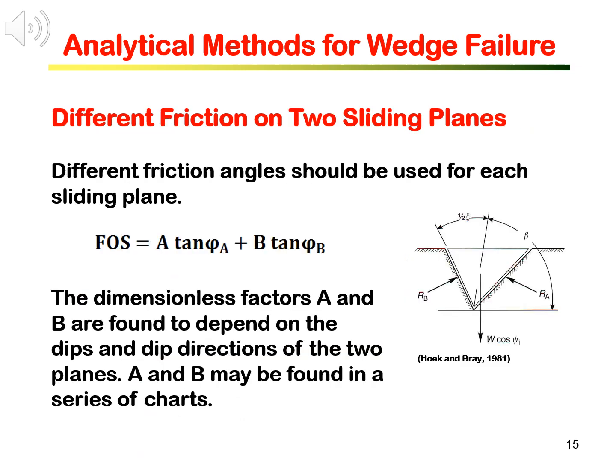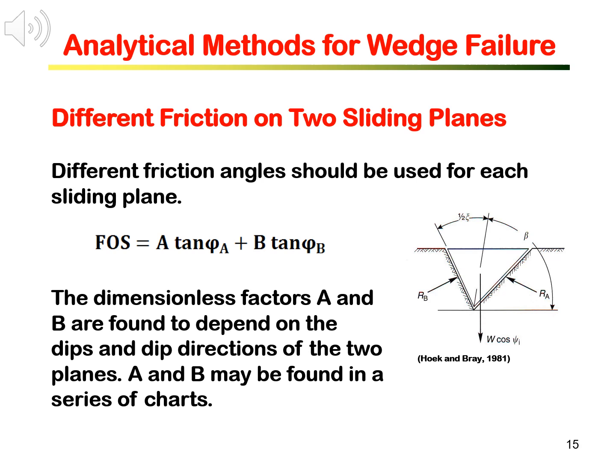The equations presented on the last slide have assumed that the friction angles are the same for both sliding planes. However, in many cases, the two planes have different friction angles. Therefore, in formulating the analytical equations, different friction angle should be used for each sliding plane. The factor of safety for wedge failure sliding on two planes with different friction angle without considering cohesion is given here.